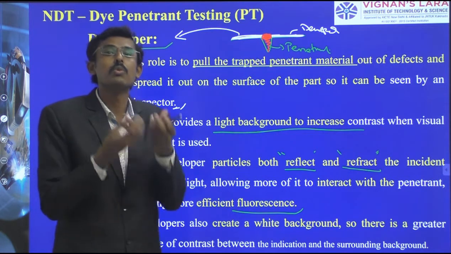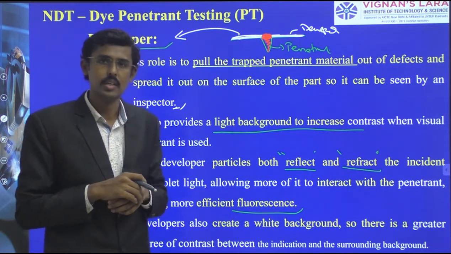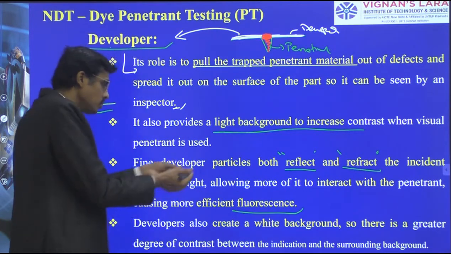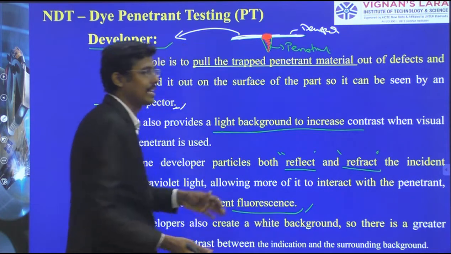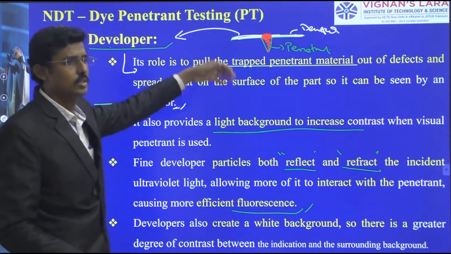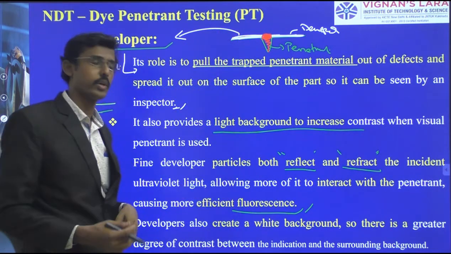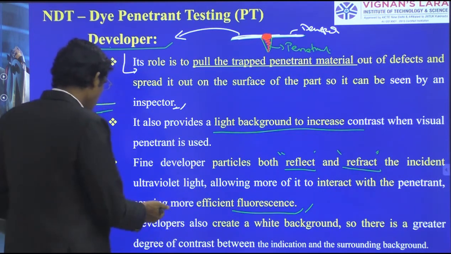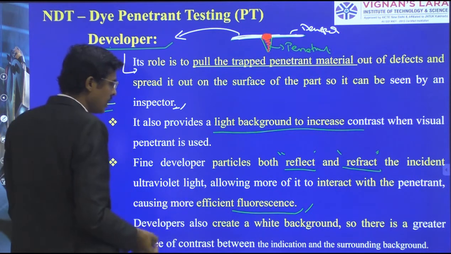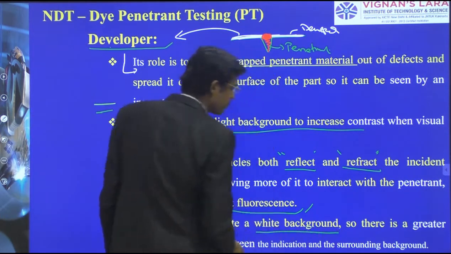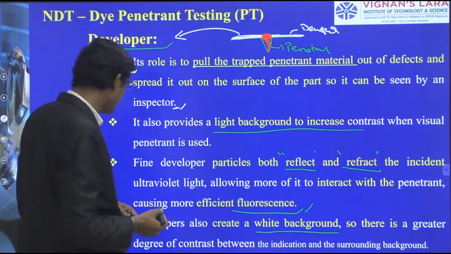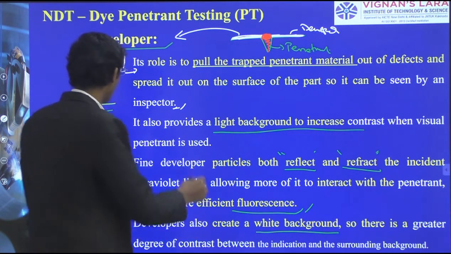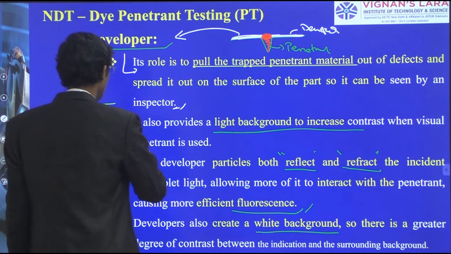Therefore, we will get much more brightness at the specific point. Therefore, its visibility also increases. So the contrast is better, and we do the inspections easily as compared to the normal. Both are there: this is a normal penetrant and this is a fluorescent penetrant, and we are able to do this with the developers. Developers also create a white background. So there is a great degree of contrast between the indications and the surroundings of the background. It is the same point which reflects again here.